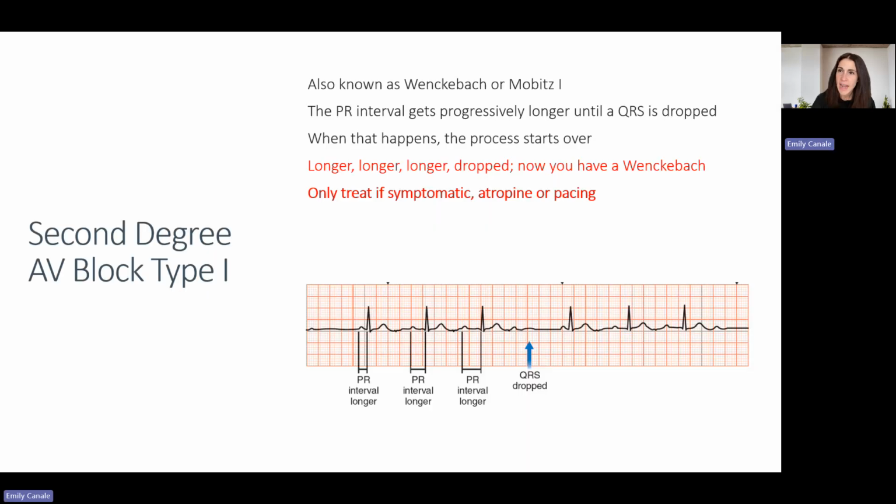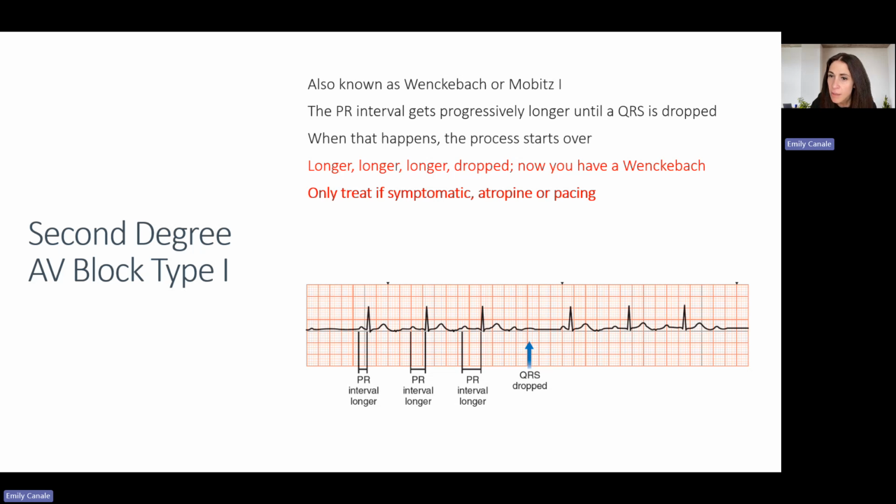It's when you start to get into the second degree AV blocks because there's two different types here. So we're going to go over type 1 first, which is known as a Wenckebach or a Mobitz 1. What really happens with this, I want you to take a peek at this picture. You can see this longer, longer, longer, drop. Now you have a Wenckebach. That's how I always remembered this.